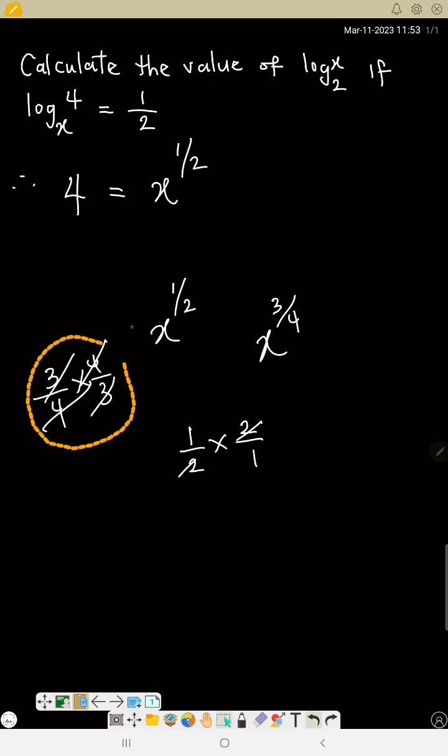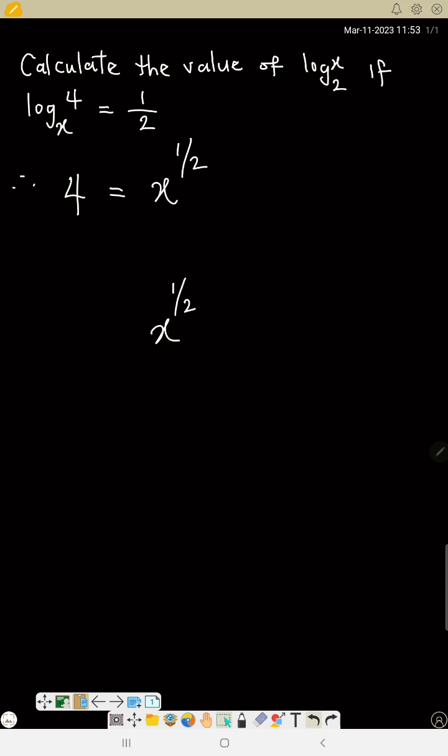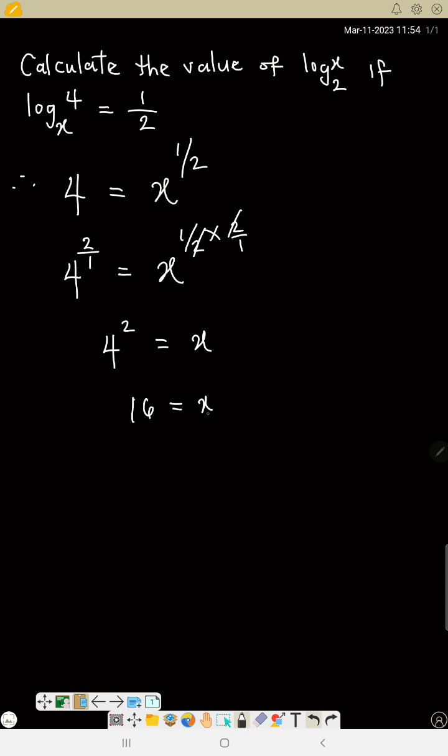So now the power in our question is 1 over 2. Since the power is 1 over 2, I'm multiplying both sides by 2 over 1 so that this will cancel out. Learn the technique. So now this will become 4 raised to power 2 over 1 equals s raised to power 1 over 2 times 2 over 1, so that this will cancel out. What I have left is 4 squared is equal to s. So 16 is equal to s, or s is equal to 16.